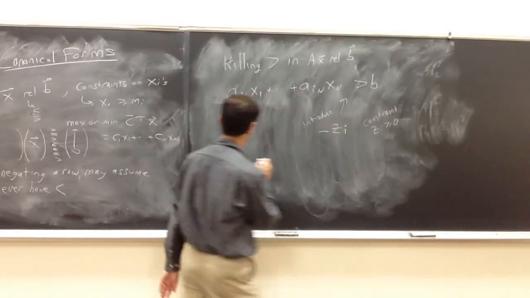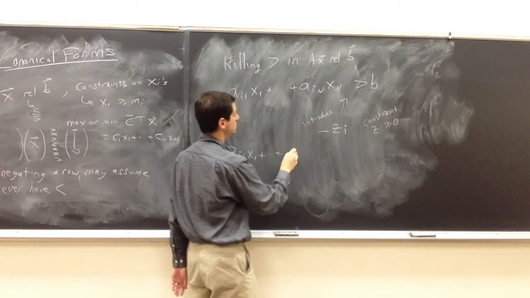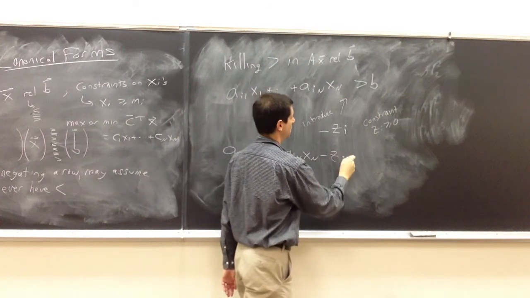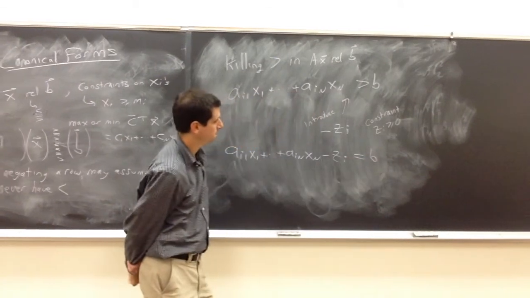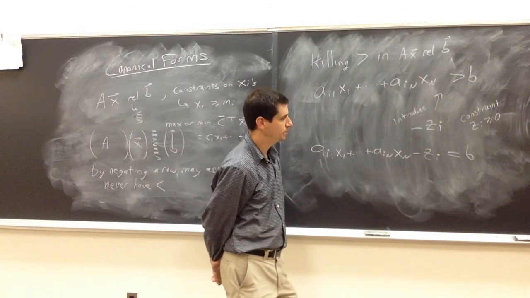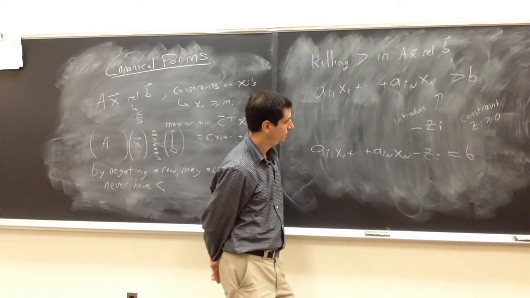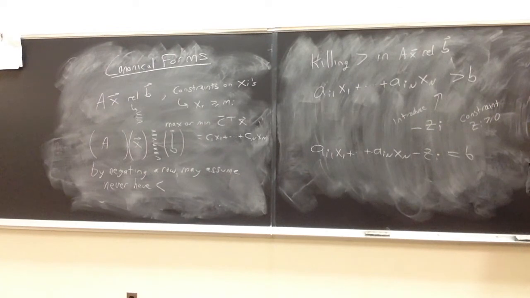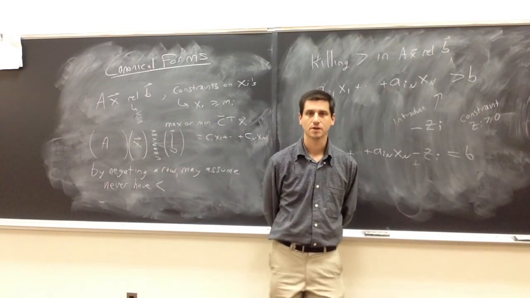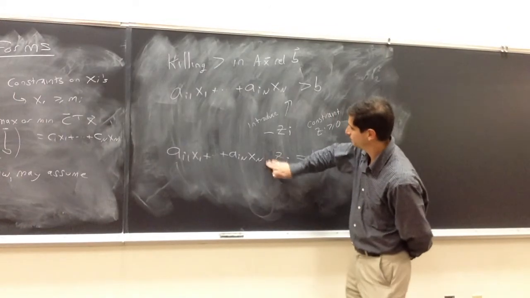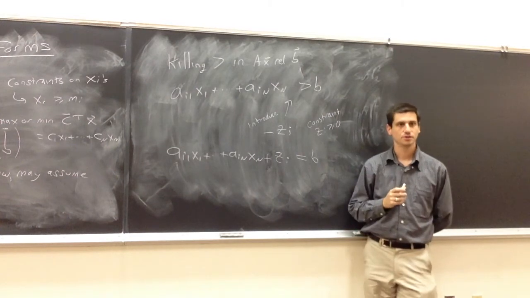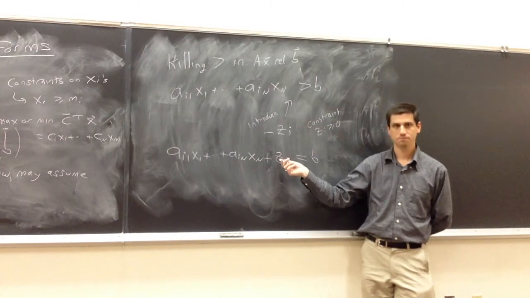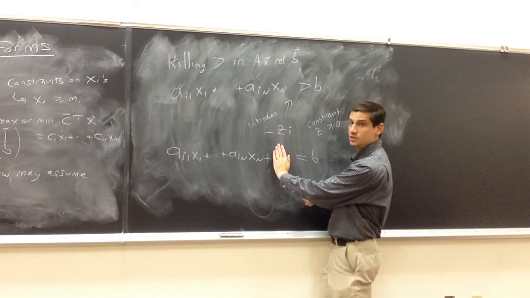So let's think about what happens, and we'll see if I did things right. We have a_i1 x1 plus a_iN xN minus zi, and I want to see now that this equals b. So actually, do I want to go this way or the other way? You tell me if I want a minus sign or a plus sign. Rather than me thinking about it, you think. A plus. Why plus? I think you're absolutely right that it is a plus. What happens if z equals 0? If z equals 0, then I have the relationship that I want, equals b.